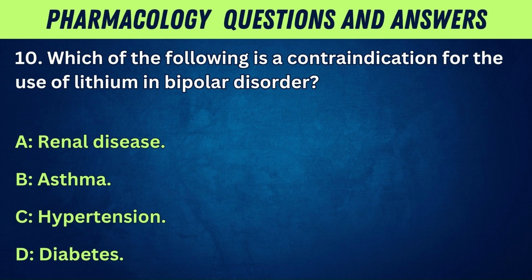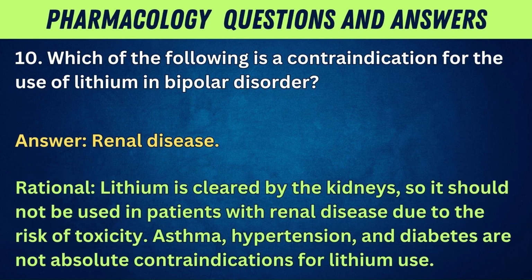10. Which of the following is a contraindication for the use of lithium in bipolar disorder? A. Renal disease. B. Asthma. C. Hypertension. D. Diabetes. Answer: renal disease. Rationale: lithium is cleared by the kidneys, so it should not be used in patients with renal disease due to the risk of toxicity. Asthma, hypertension, and diabetes are not absolute contraindications for lithium use.